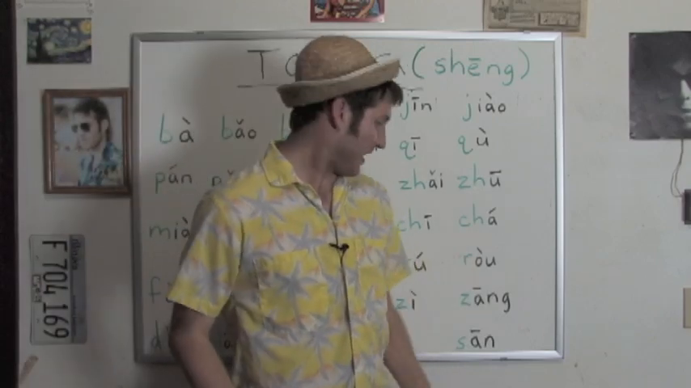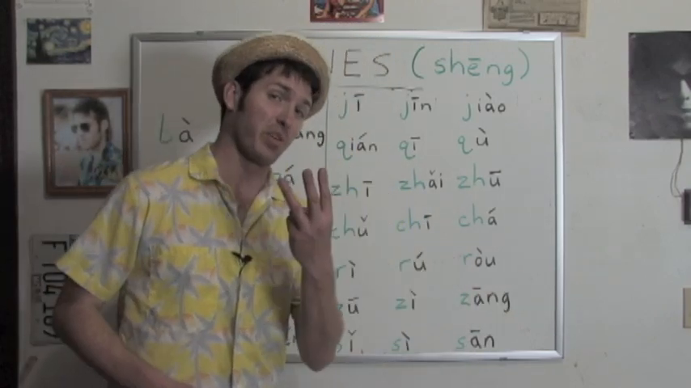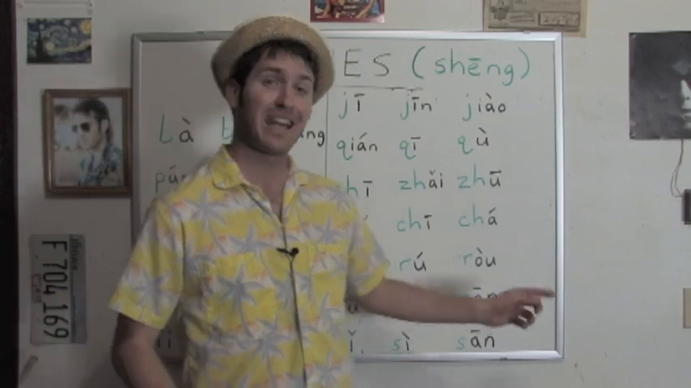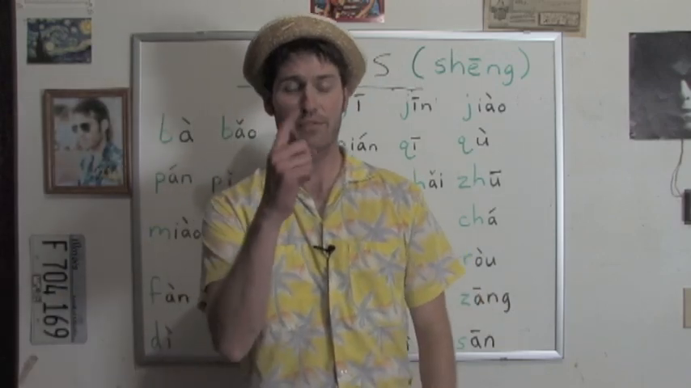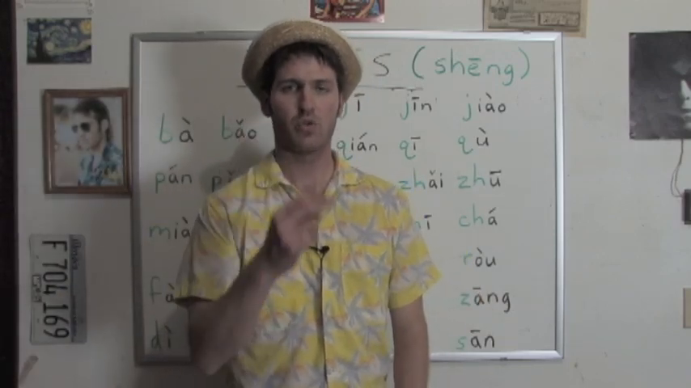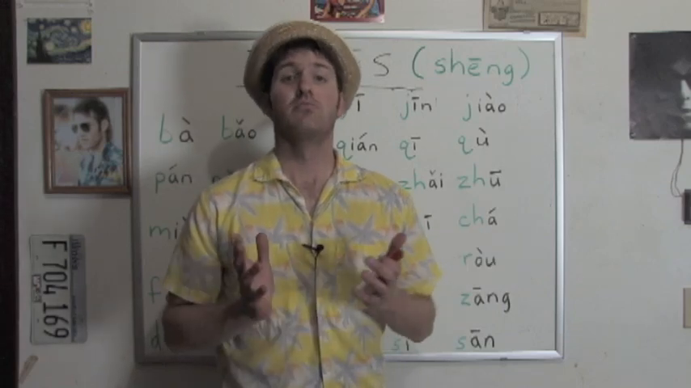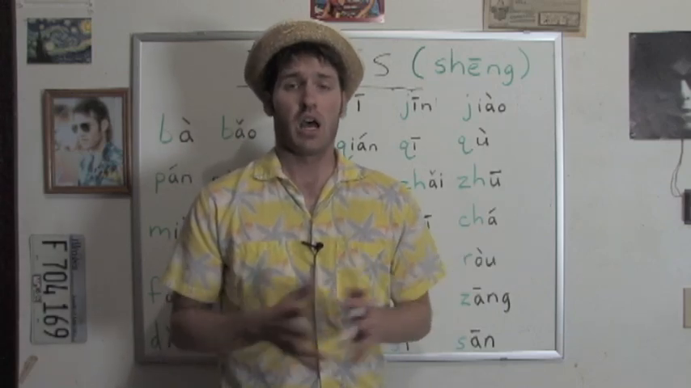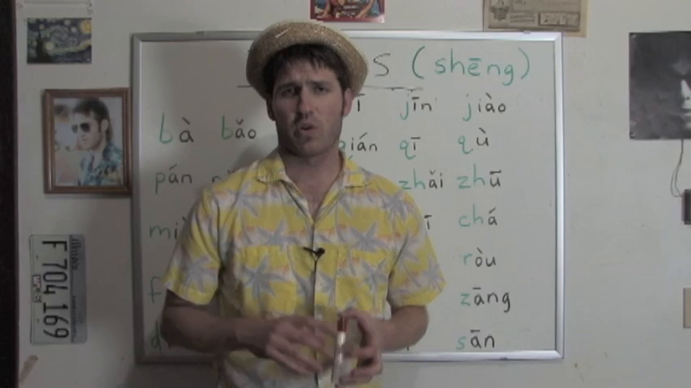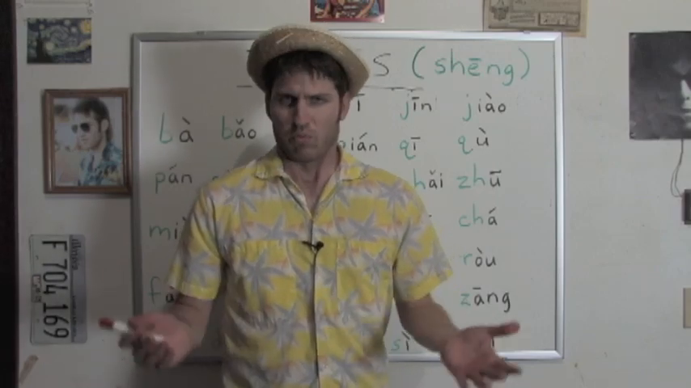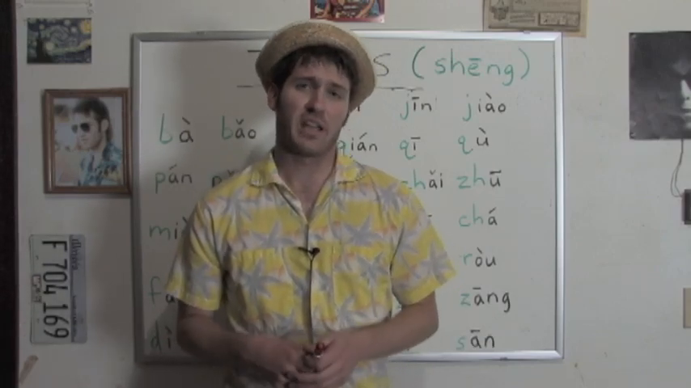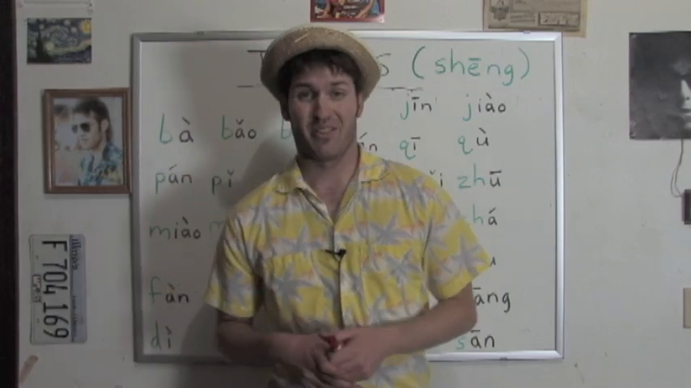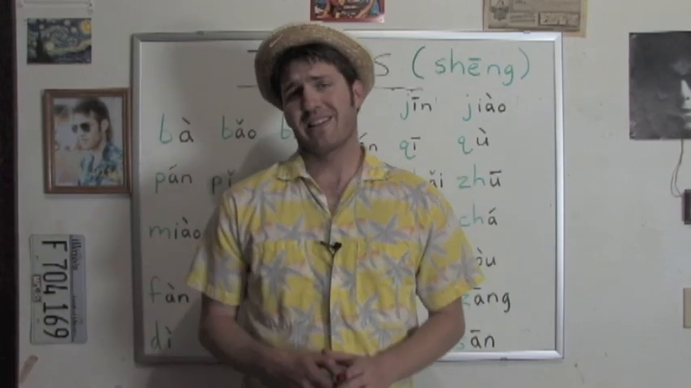Sì, and sān. Sān is number three, actually. So I got sì, four, and sān, first tone, three. So I got yī, one, èr, two, and sān, three. So, I think that's good enough for tones. I think you understand how they work. We'll just get to the examples when we get to them, and I'll point out specifics about individual words. But this has been lesson seven.